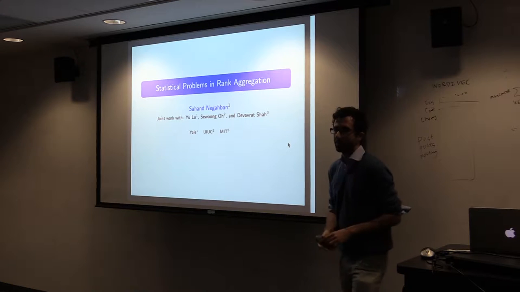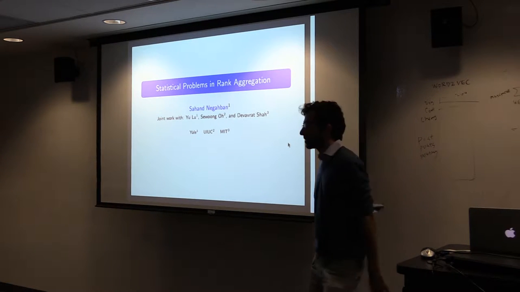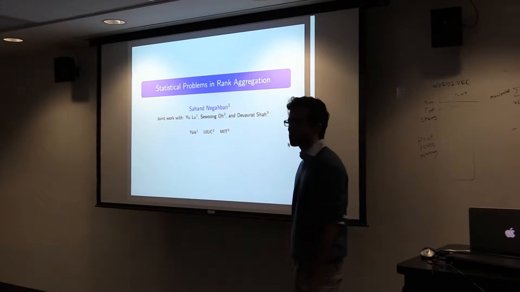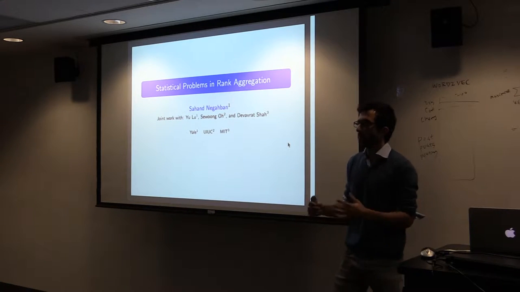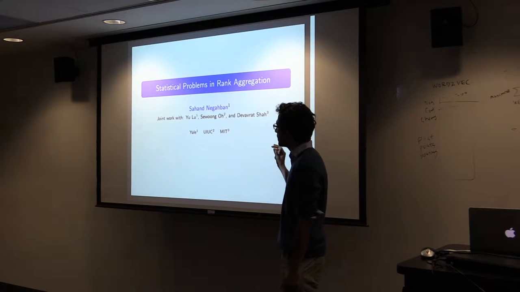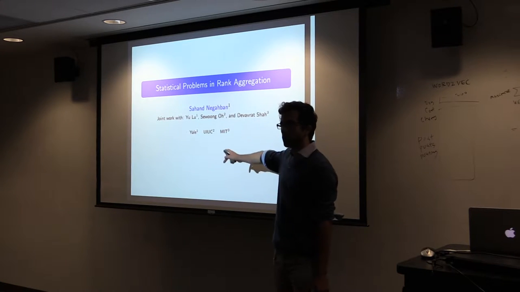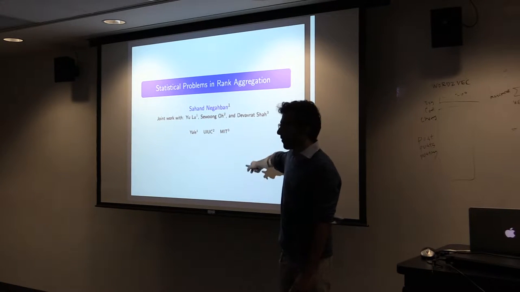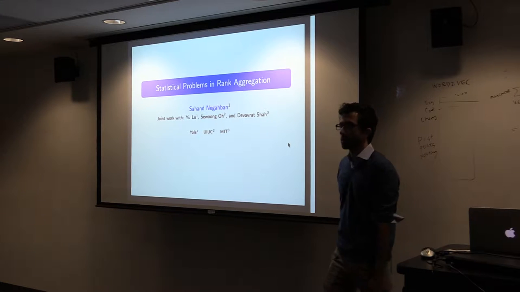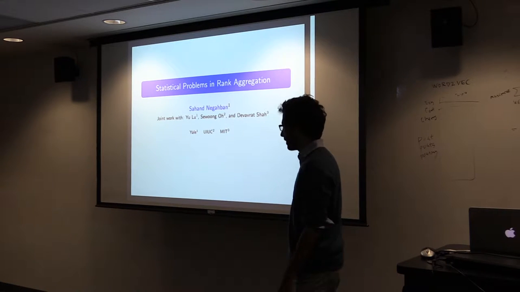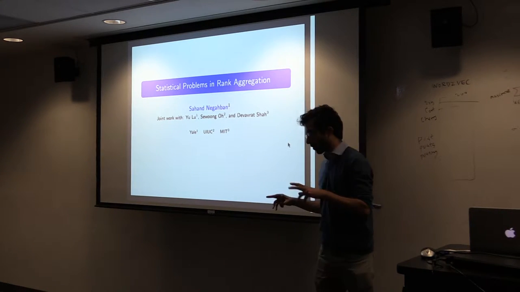So I'm going to talk about some broad statistical problems that I've been interested in that deal with rank aggregation, and primarily focused on learning preferences from people. This is joint work with a graduate student at Yale, Yu Lu, and Sewoong Oh, who's at UIUC in operations research, and Devavrat Shah at MIT. So we'll talk about two separate problems.